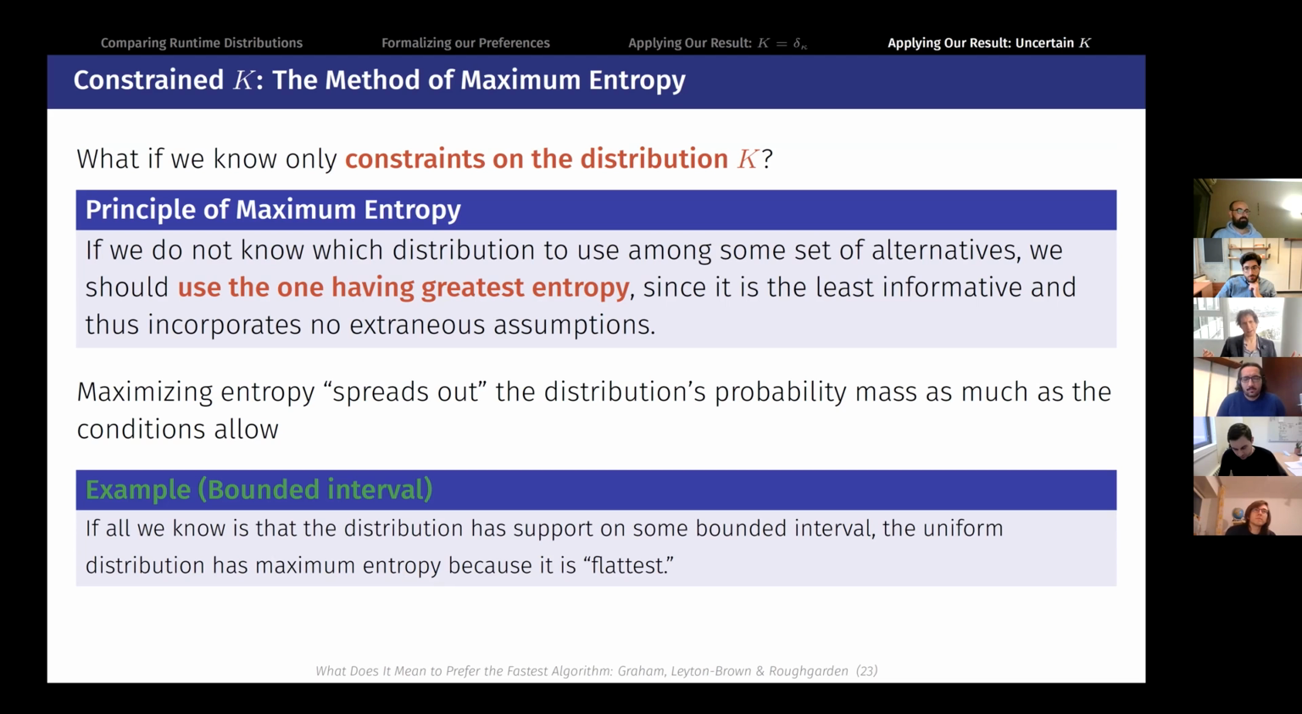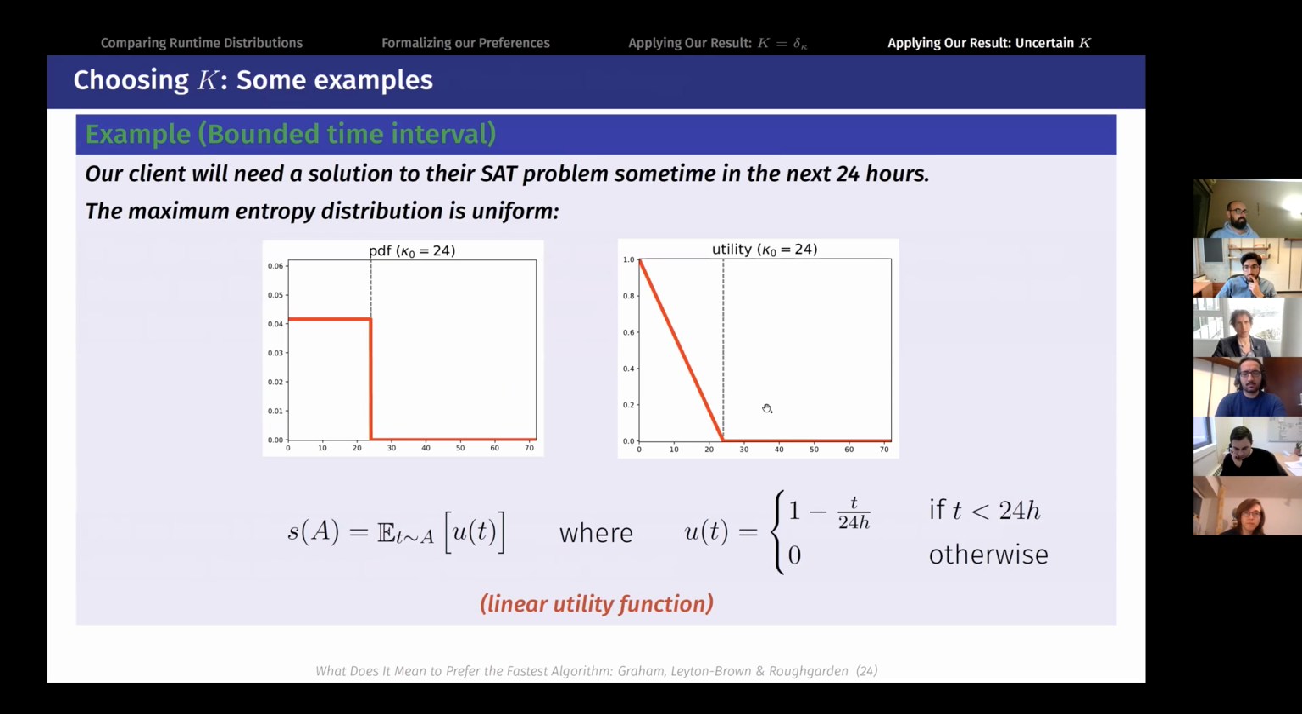So for example, if all I know is that the distribution has support on some bounded interval, the maximum entropy recommendation would say you should think that you have the uniform distribution over that interval, because anything else would involve making some additional assumptions about the shape of the distribution. So applying that idea, if I wanted to say my client needs a solution to their SAT problem sometime in the next 24 hours, but I'm not sure exactly when, then I recommend that we say my maximum entropy distribution is uniform. That means I'm going to have linear utility for time, because the expectation that my problem will actually be solved under this uniform cap time distribution induces these linear preferences, given the step utility function.